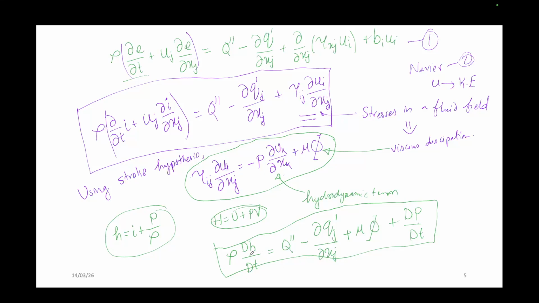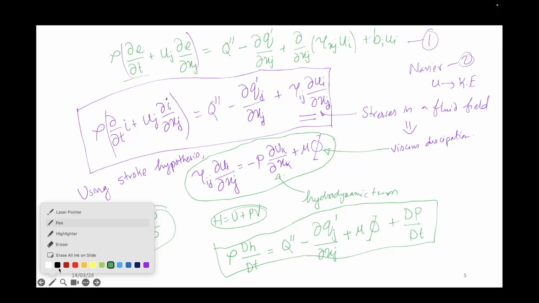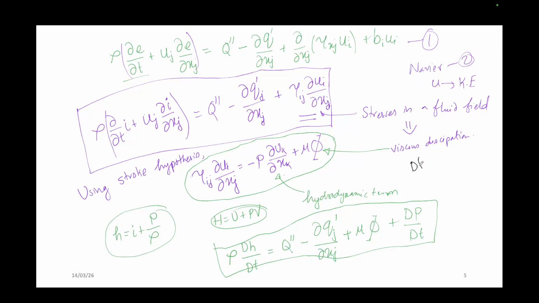What is Dh, capital D? This is your total derivative. The total derivative term basically means, say if it is Df by Dt, again I am writing, this is basically your df dt plus your u_j df dx_j. So that is your partial derivative term. That is your Df term here.